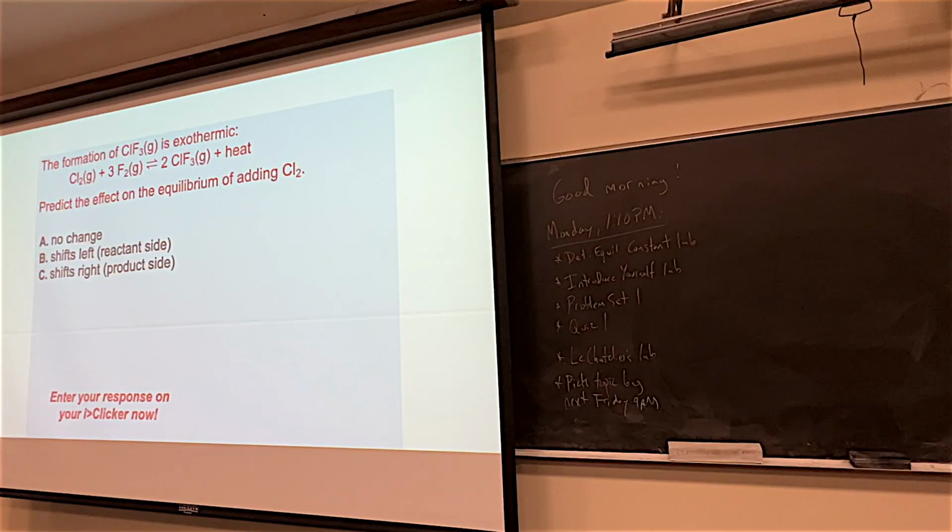So let's say that we add chlorine to this reaction here, the ClF3 once again. Adding chlorine, adding a reactant, adding something moves to the opposite side. So we would expect that it would shift to the right, making more products. Add a reactant, it shifts to the products. And guess what? We're going to see in a little bit, adding a product moves to the reactants. Adding something moves to the other side.